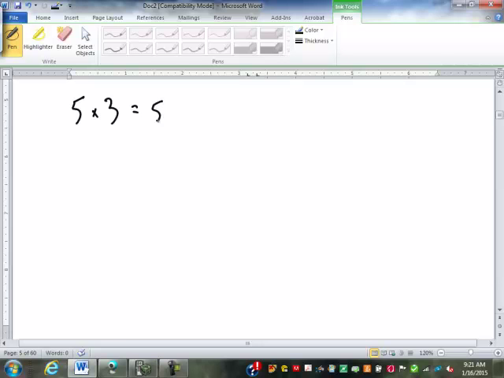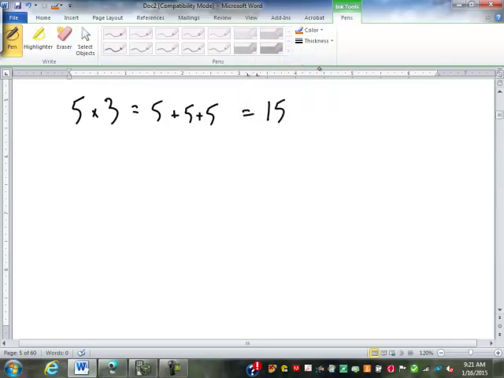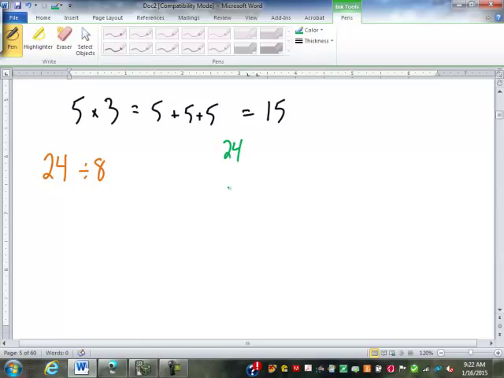Yeah, 5 plus 5 plus 5, right? Did repeated addition. It's 15. Multiplication is actually defined to be repeated addition. Well, we said that division was just multiplication done in reverse. So if division follows the same rules as multiplication, it makes sense that division is repeated subtraction.